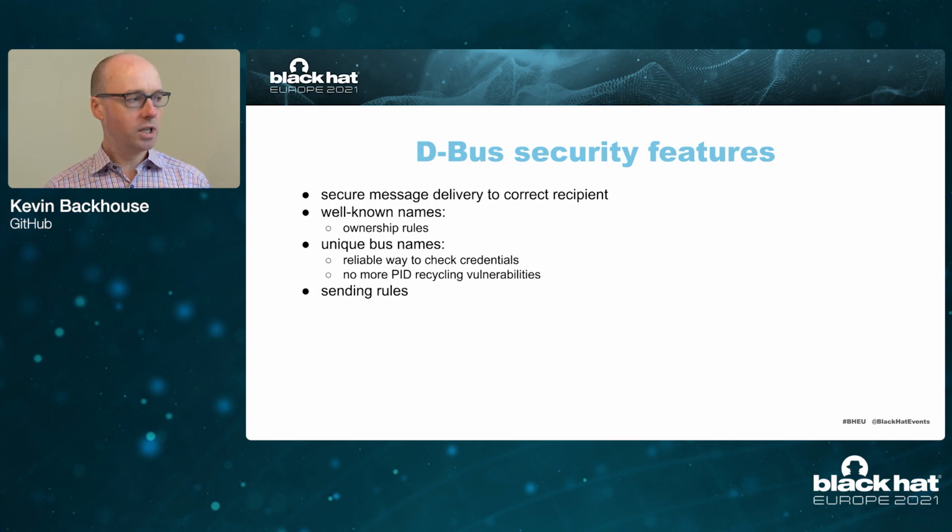So just to summarize, what are the main security features of dbus? It gives you secure inter-process communication. The ownership rules on well-known names ensure that system services can't be impersonated. And unique bus names allow you to reliably check the credentials of your counterparty. Sometimes you see code where they've used the PID for that instead, and that's a bug because PIDs get recycled frequently. So unique bus names are a much better solution because they never get recycled.